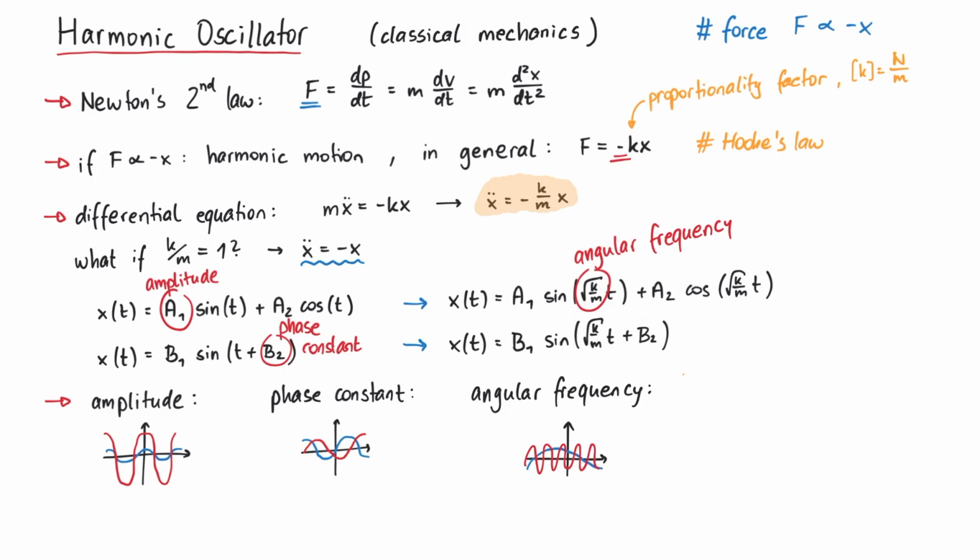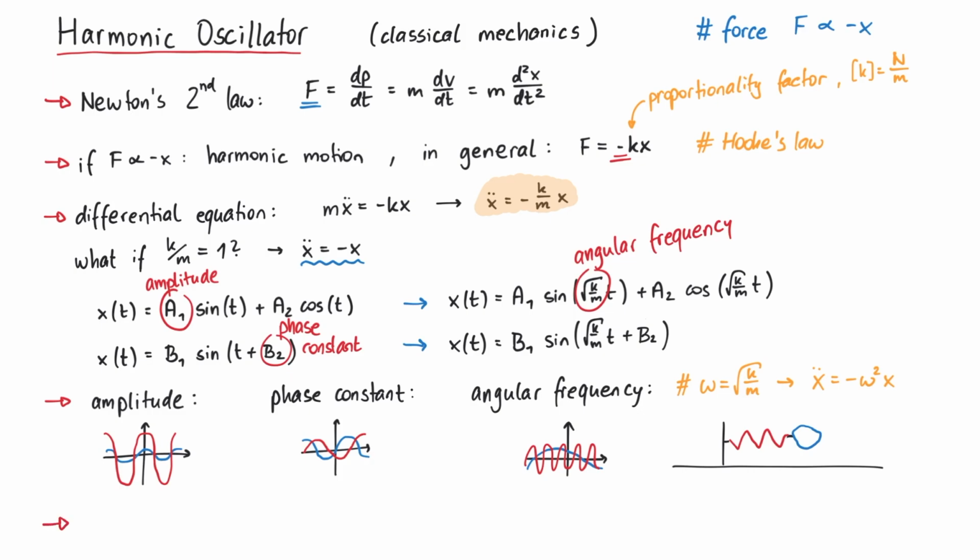This angular frequency usually gets a special name, omega, such that the differential equation reads x-double-dot is equal to minus omega squared x. If the mass of the object is large, then omega is small, which means that the oscillation happens slowly. On the other hand, if the mass is small, then omega becomes large and the oscillation happens more quickly. If k is large, then omega is also large, so for a strong force, the oscillation is quick. For a weak force, the oscillation is slow.